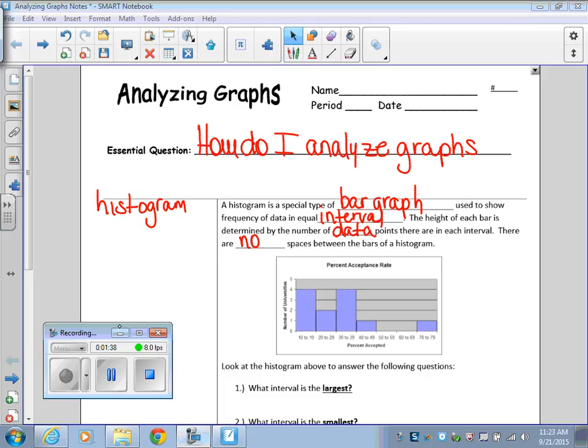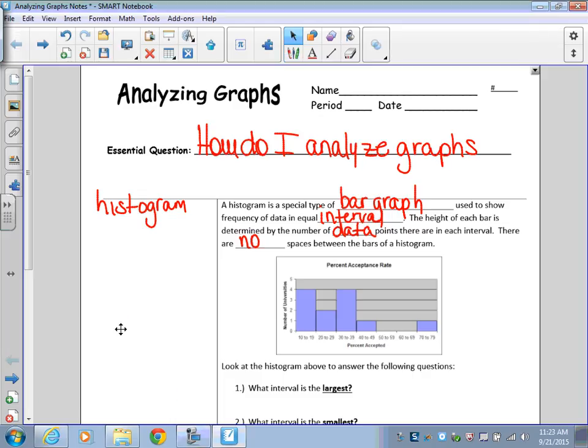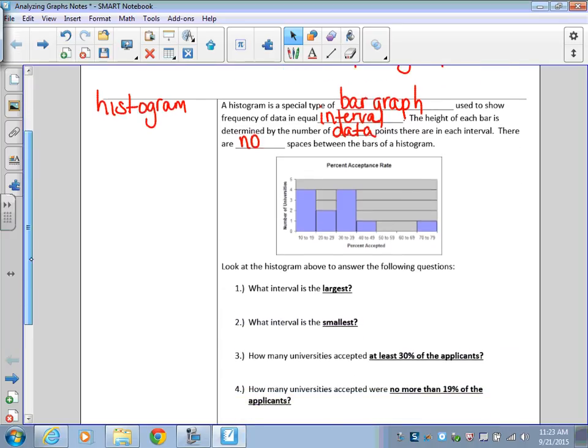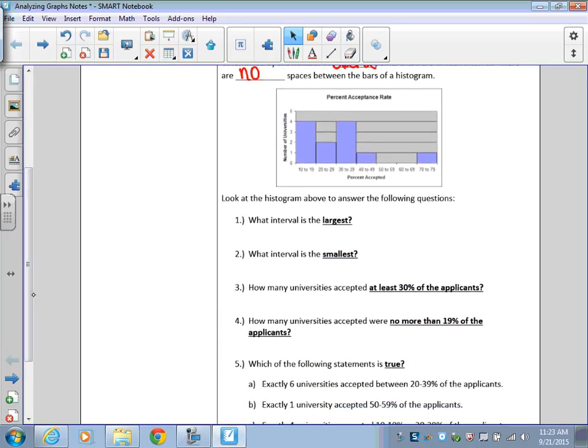Now we're going to look at our histogram and analyze our data. So let's look at the histogram above to answer the following questions. What interval is the largest?